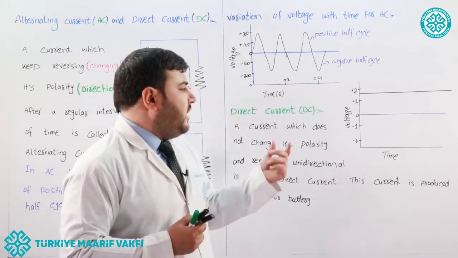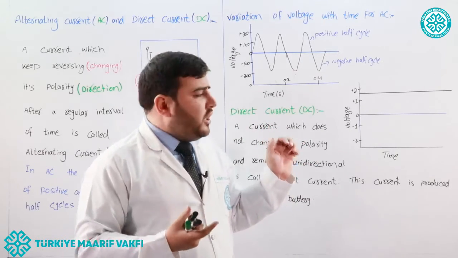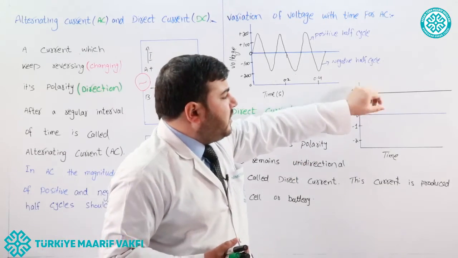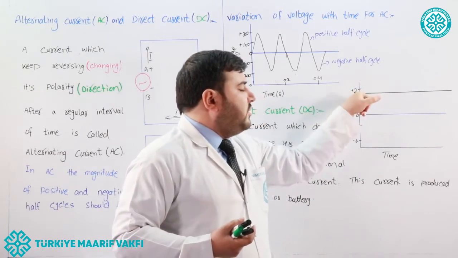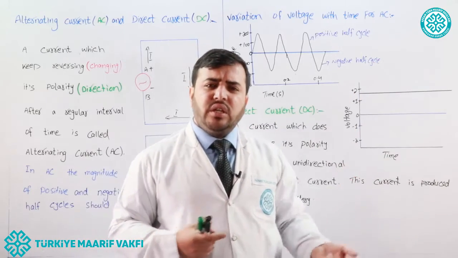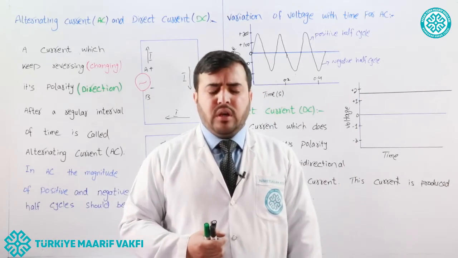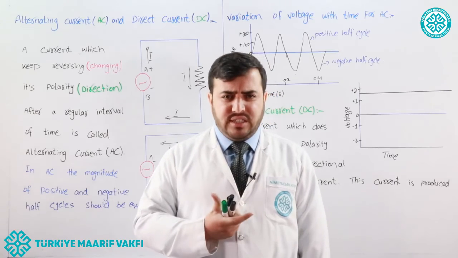Now look here, as I told you, direct current does not change its polarity. So this line represents the polarity, and it is drawn as a straight line, meaning its direction is not changing. So dear students, this was all about AC and DC current.